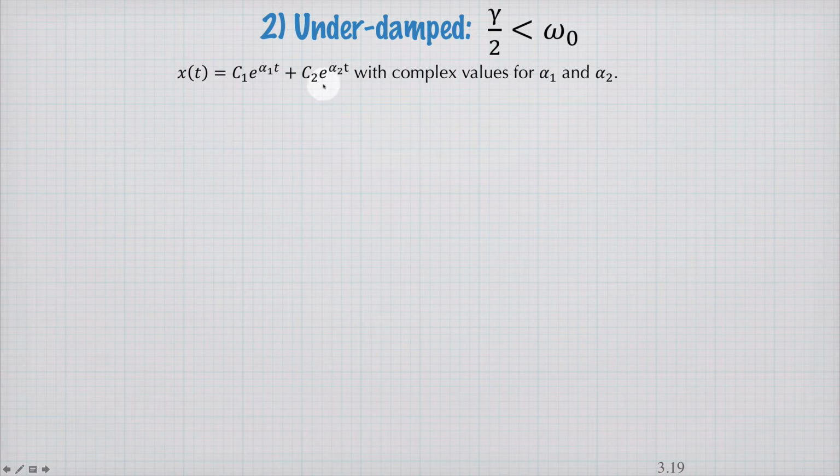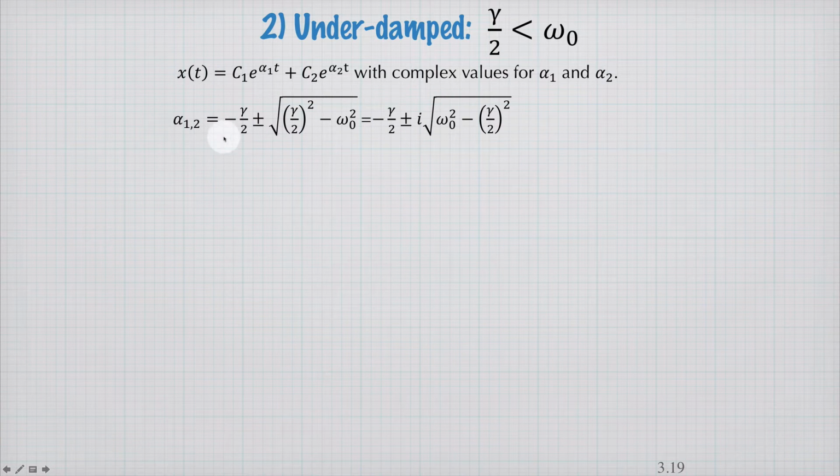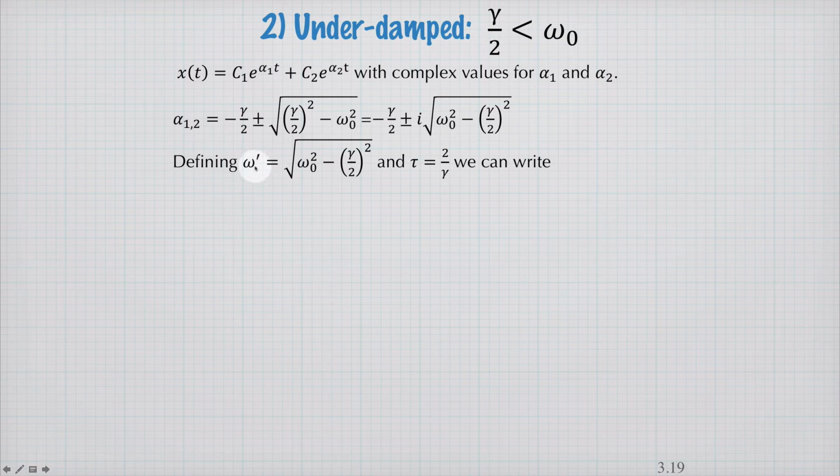In this case, alpha 1 and alpha 2 will be complex, and we can write that then as some real part and some imaginary part. So switching the order of this negative sign here and pulling out a factor of i, we'll write the imaginary part here as omega dashed, and the real part we can express in terms of some decay time tau, which is going to be 2 on gamma. So that allows us to simplify alpha 1, 2 and write it down like this. That just saves a bit of time when you're writing this thing down.